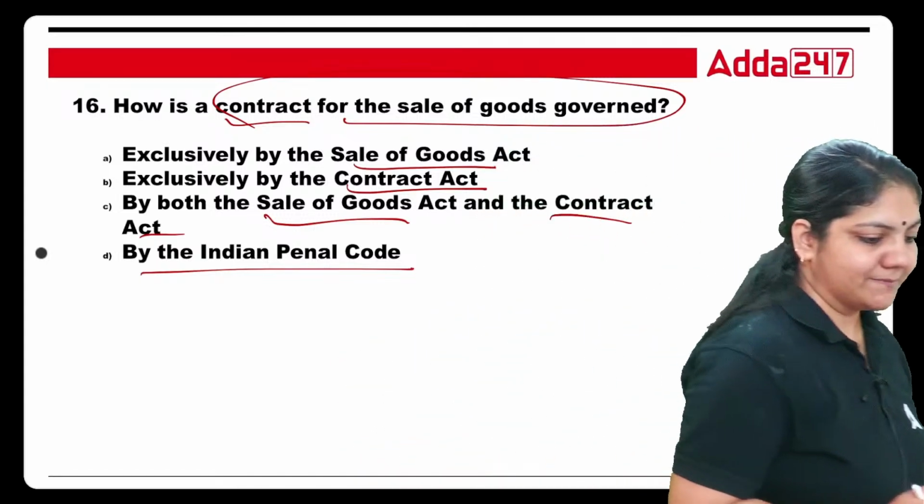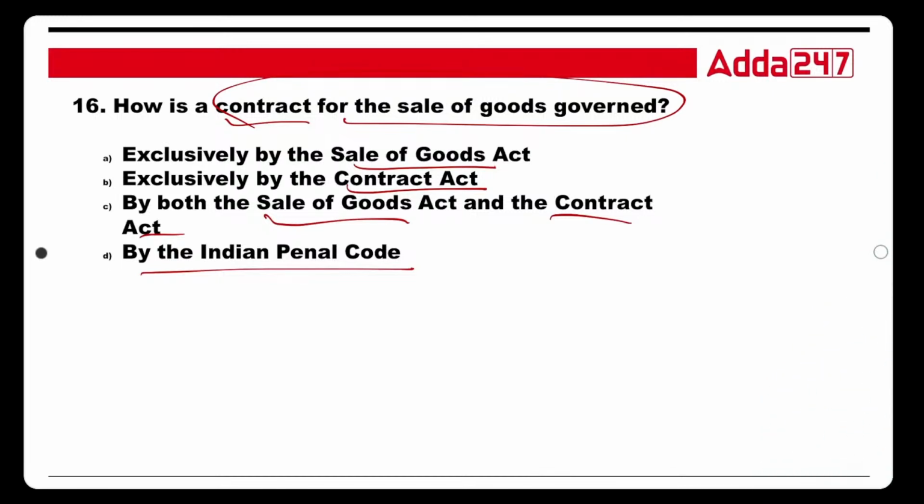Okay, now tell me, how is the contract for sale of goods governed? So class, C is the right answer for this question. Okay, C is the right answer.